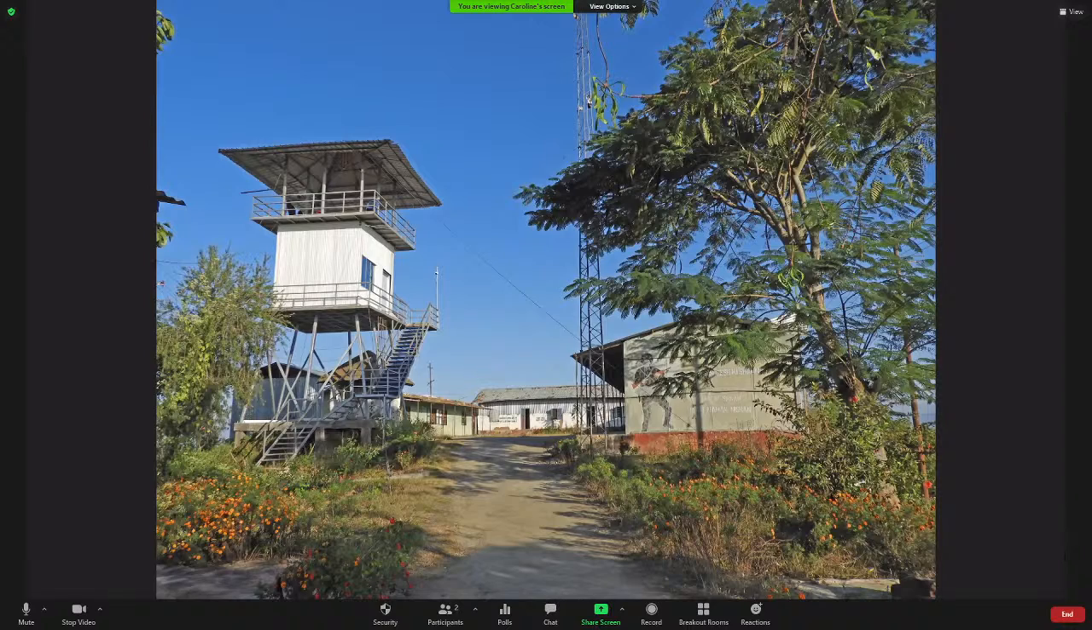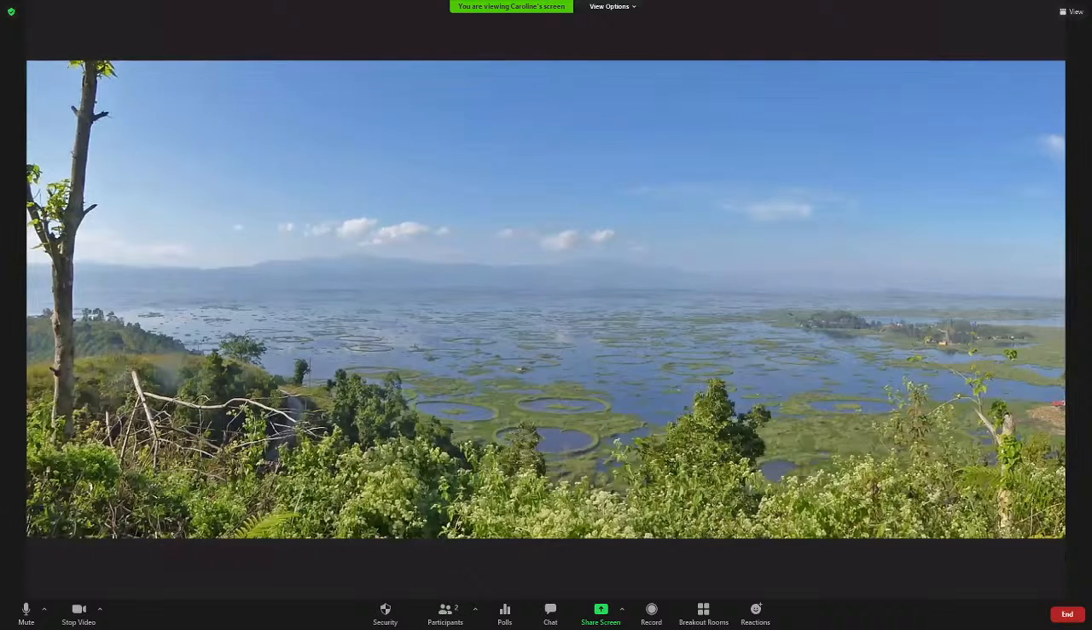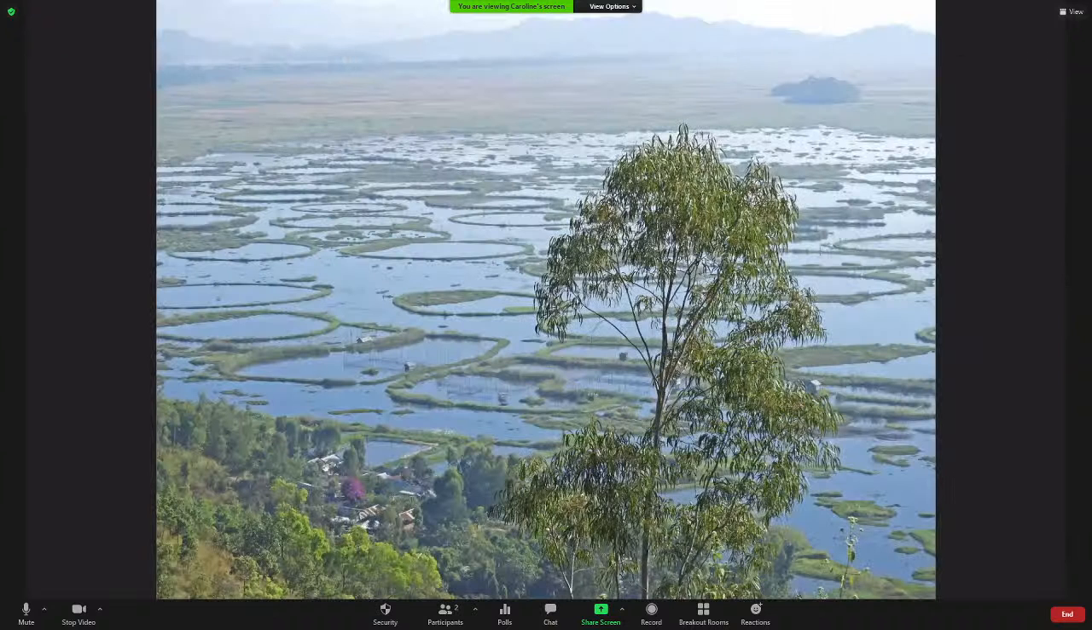We went to a viewpoint, which was an old military camp, to get a better perspective on what the lake looked like. So we were able to climb up into that tower, and you get the picture. All those green circles are floating vegetation that are created by the fishermen. And then they set up their nets and they feed the fish in those circles, I think, and then catch them.